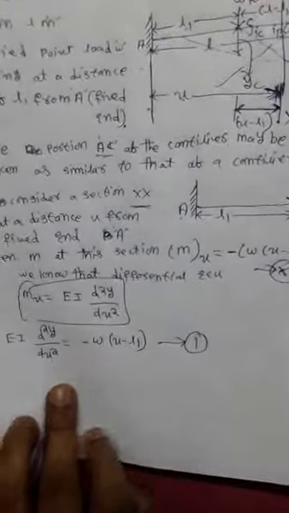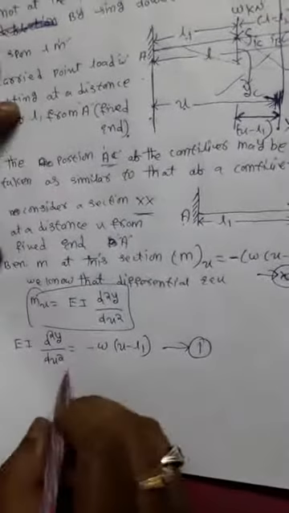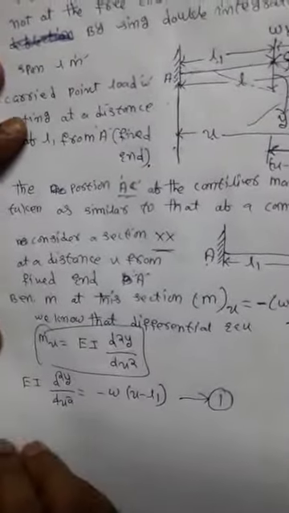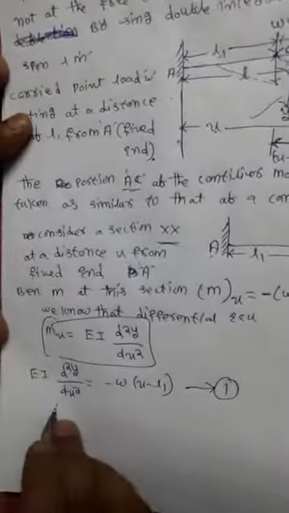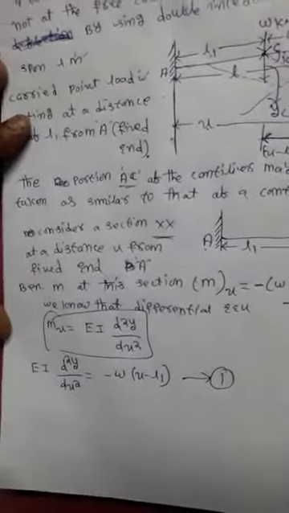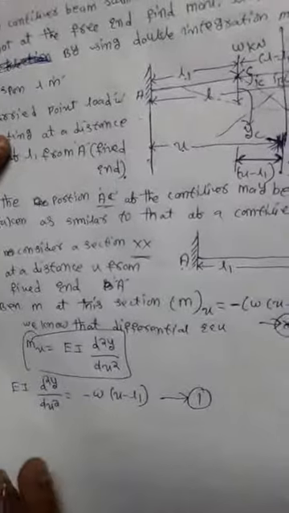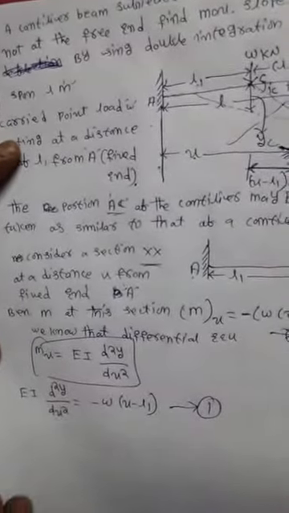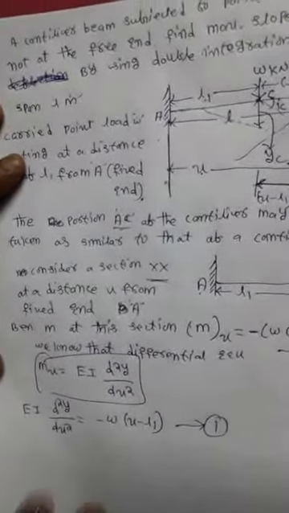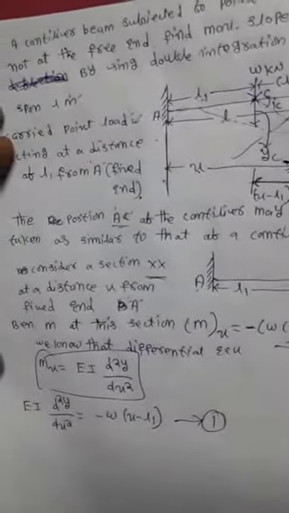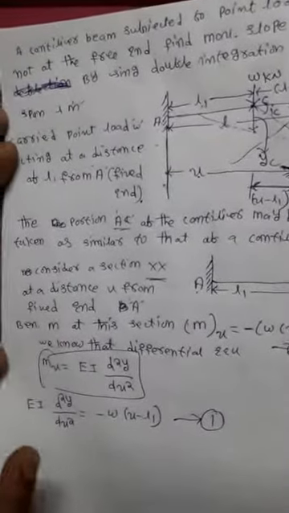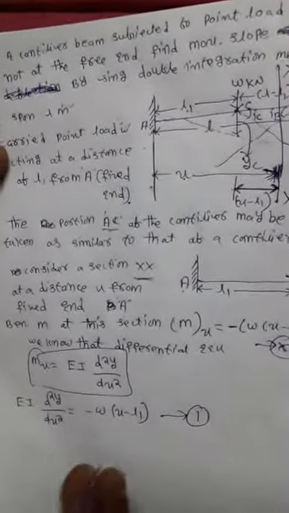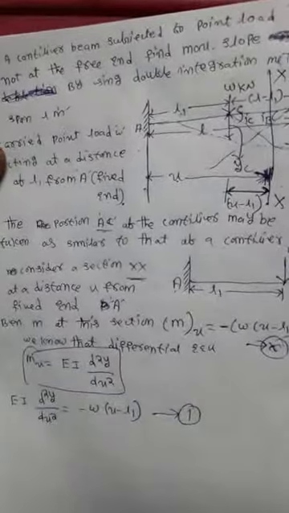After getting equation number 1, you can integrate the equation with respect to x using the double integration method. In this method, you integrate the equation multiple times. First integration gives the slope expression, and integrating the slope expression gives the deflection expression. The deflection expression contains the letter y, which denotes deflection, and the slope expression contains d y by d x, which denotes slope.